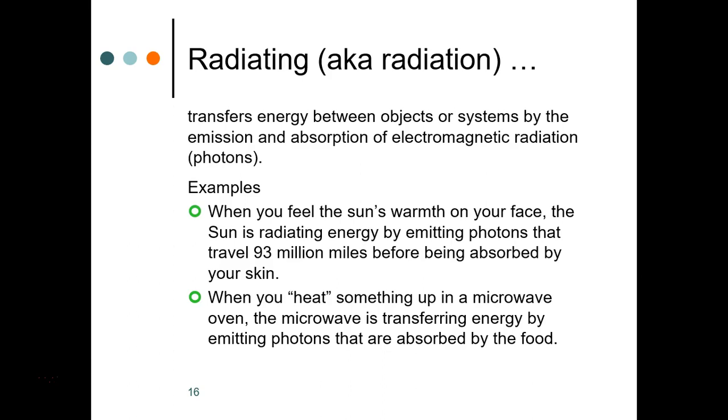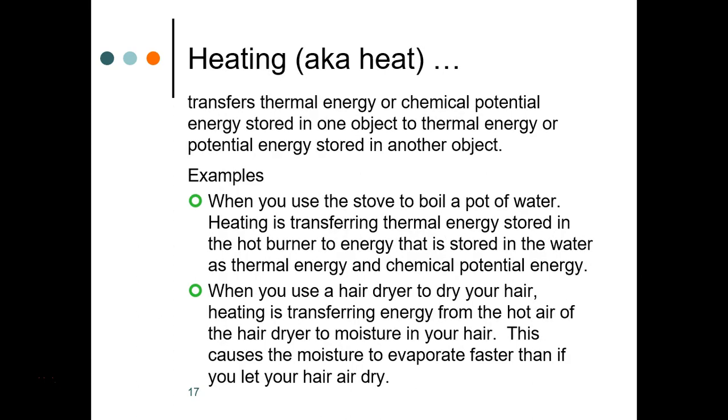Moving on, let's look at radiating, also known as radiation. This transfers energy between objects or systems by the emission and absorption of electromagnetic radiation, also known as photons. For example, when you feel the sun's warmth on your face, the sun is radiating energy by emitting photons that travel 93 million miles before being absorbed by your skin. When you heat something up in a microwave oven, the microwave is transferring energy by emitting photons that are absorbed by the food.